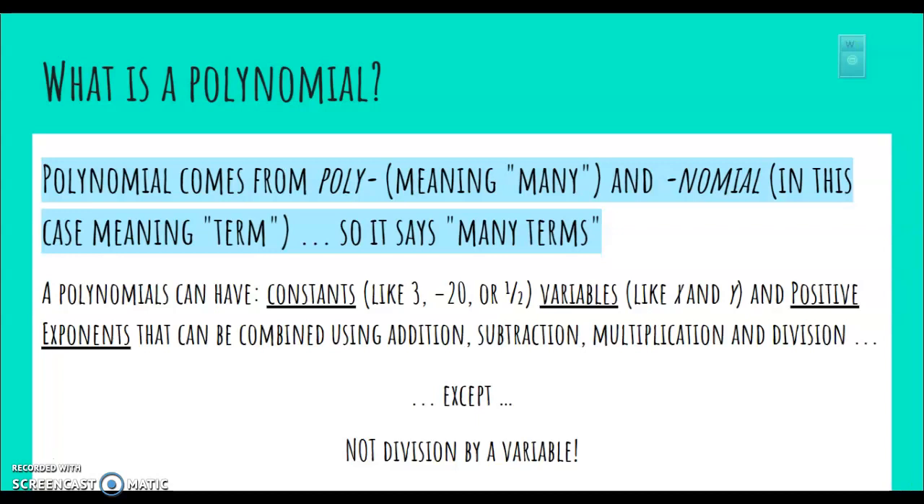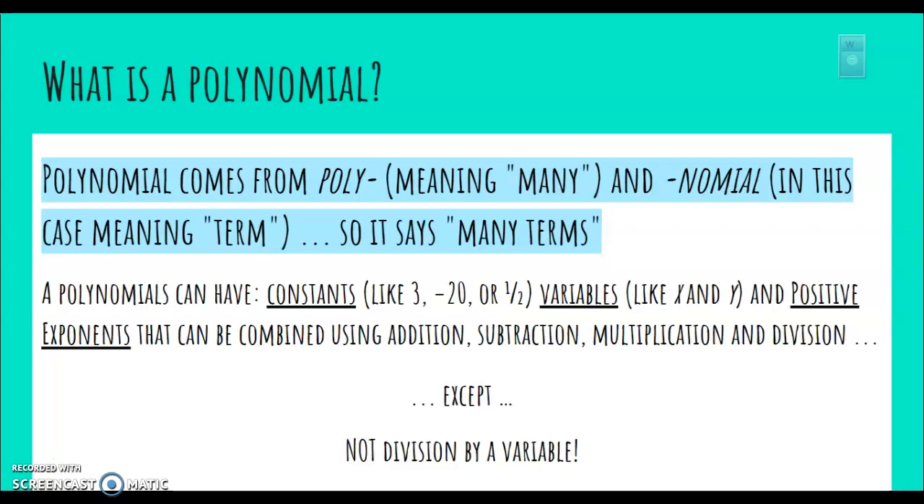Polynomial comes from poly, which just means many, and nomial, which in this case means terms. So polynomial means many terms. A polynomial can have constants like the number 3, -20, or 1/2. It can have variables like x and y, z, a, b, any variables, and positive exponents like x to the second power, x to the fifth power.